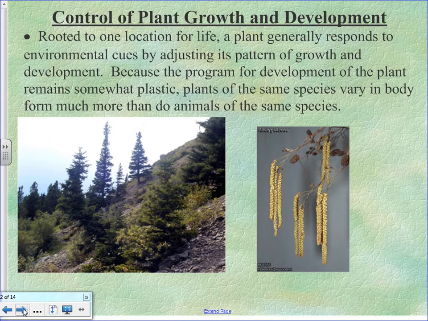All right, so the program for the development of a plant remains somewhat plastic. Their end shape is not fixed like ours. We know that when we are grown up adults, we know what our shape is going to be. 2 arms, 2 legs, 10 fingers, 10 toes, and all that kind of stuff, unless, of course, we meet with some unfortunate accident along the way. But generally, our end shape is fixed. But for a plant, I could have 2 genetically identical plants, and they'll end up looking very, very different.